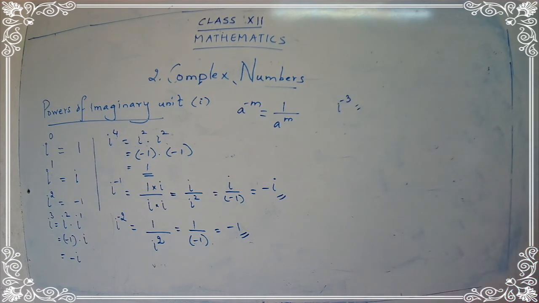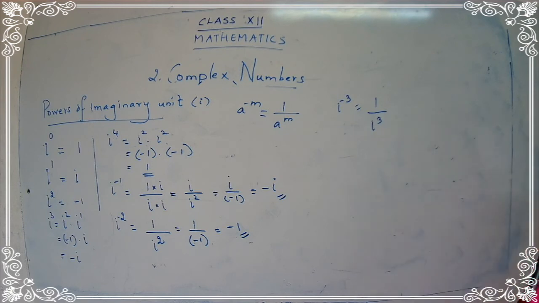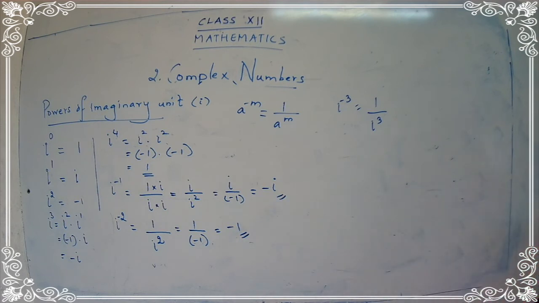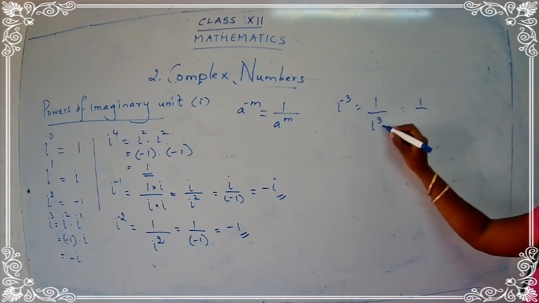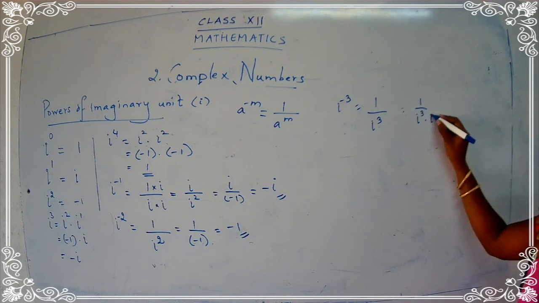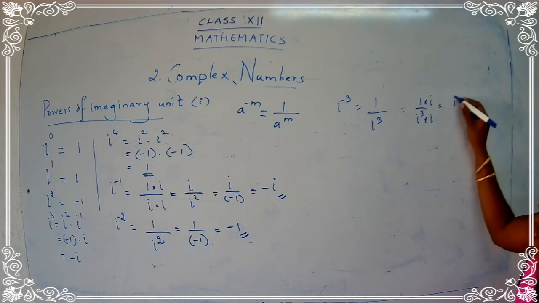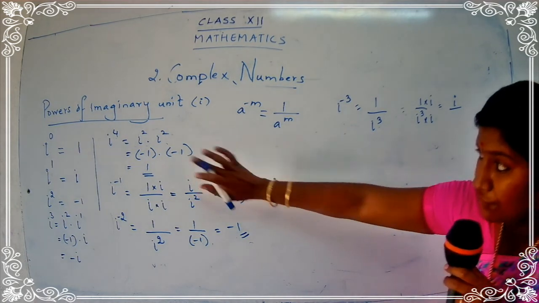What is i raised to minus 3? 1 upon i cube. What is the value for i cube? i cube is minus i. Yes, but I don't want i in the denominator part. So what do I have to do? 1 upon, I'll just multiply by i and i. So 1 upon i cube into i. So what I'll get? i upon i raised to 4. What is i raised to 4, children? i raised to 4 is 1.